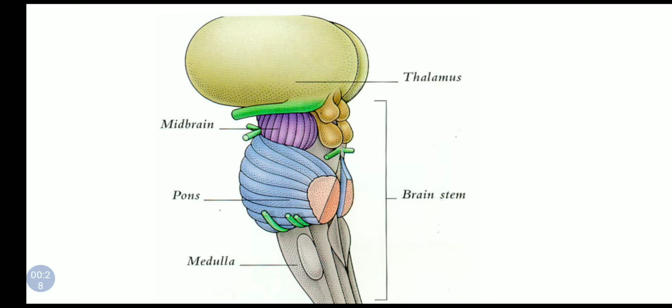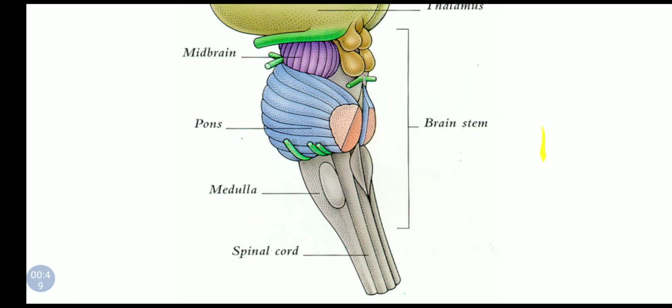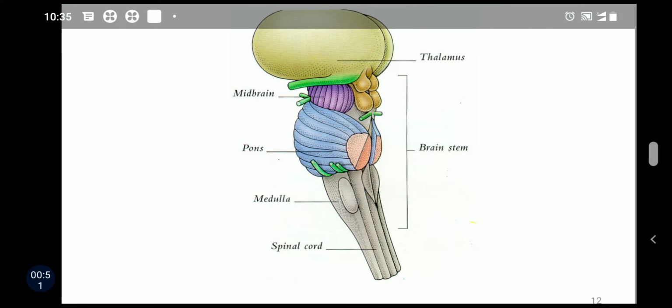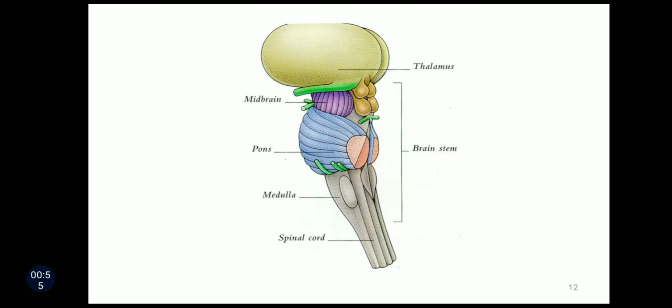The brainstem is situated below the cerebral cortex and connects the brain to the spinal cord. All the fibers passing from the spinal cord to the brain pass through the brainstem, and all the fibers coming from the brain to the spinal cord also pass through this brainstem. So these three structures, the midbrain, pons and medulla oblongata, are known as the brainstem.